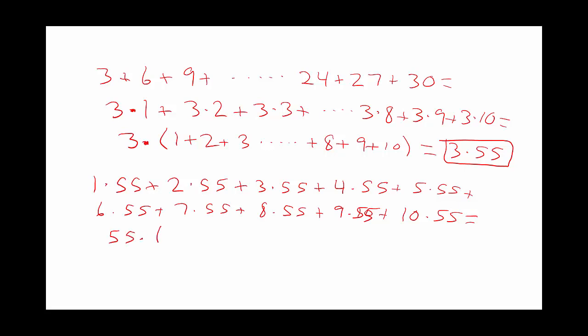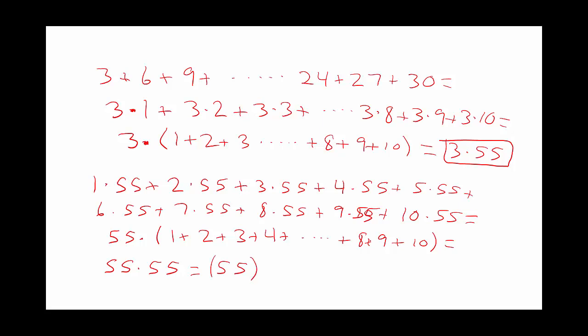Times parentheses 1 plus 2 plus 3 all the way to 10. And now we know that the sum from 1 to 10 is 55. So we have 55 times 55. And we just get back our sum of the numbers from 1 to 10 one more time, and that's going to be 55 again. So now I've got 55 times 55, or 55 squared. So the sum of the numbers in the multiplication table from 1 to 10 is just 55 squared.